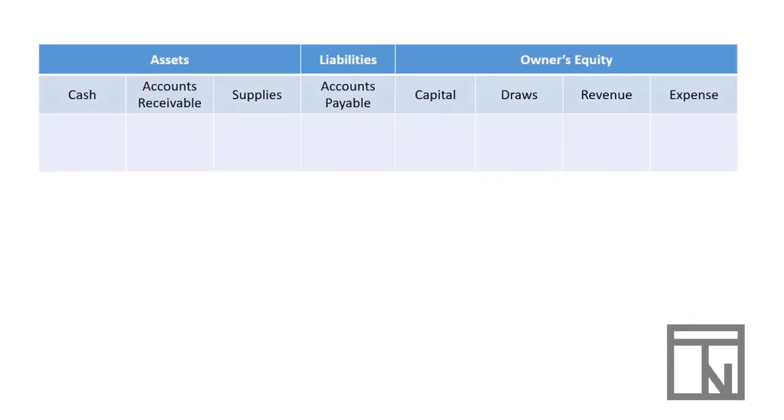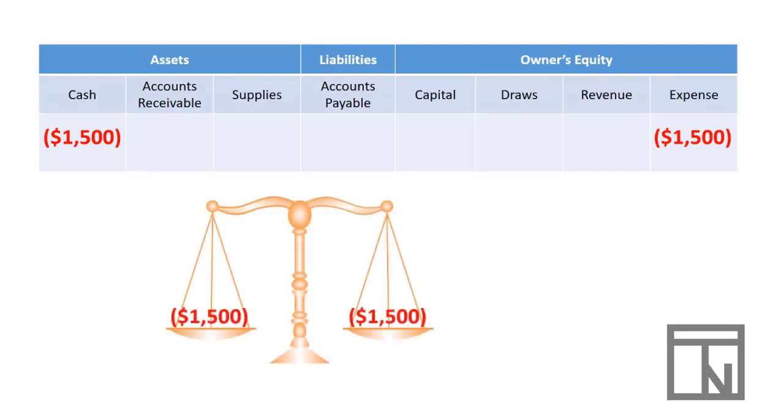Since we are paying cash, we know that cash is an asset and it's going down. So let's subtract $1,500 from cash. We also know that rent expense belongs in owner's equity, and expense always makes owner's equity go down. So let's subtract $1,500 from expense. So in this transaction, both sides of the accounting equation go down by the same amount, so the equation is still in balance. Let's try a different one.